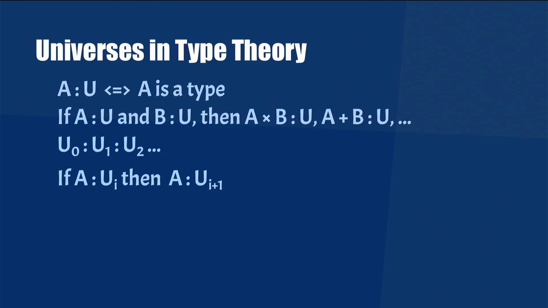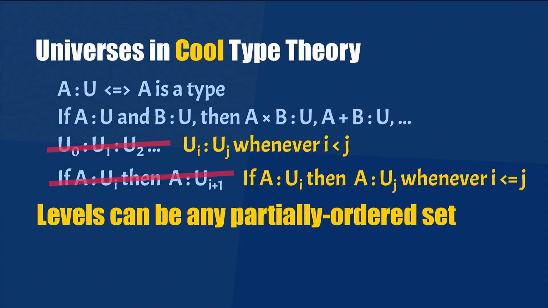So I'm already unsatisfied by this situation, so I'm going to just generalize it a lot. Instead of using natural numbers to index these universes, I'm going to just use any partially ordered set. To make it work, I have to generalize the 3rd and the 4th lines a little bit. So now it says that Ui is a member of Uj whenever i is strictly less than j.